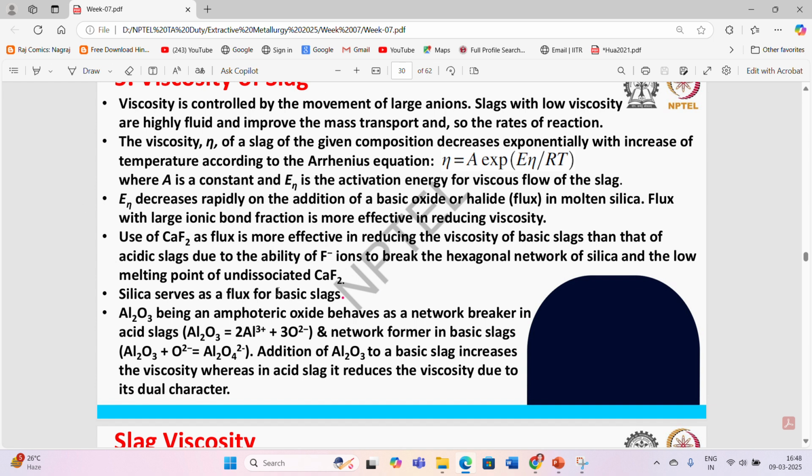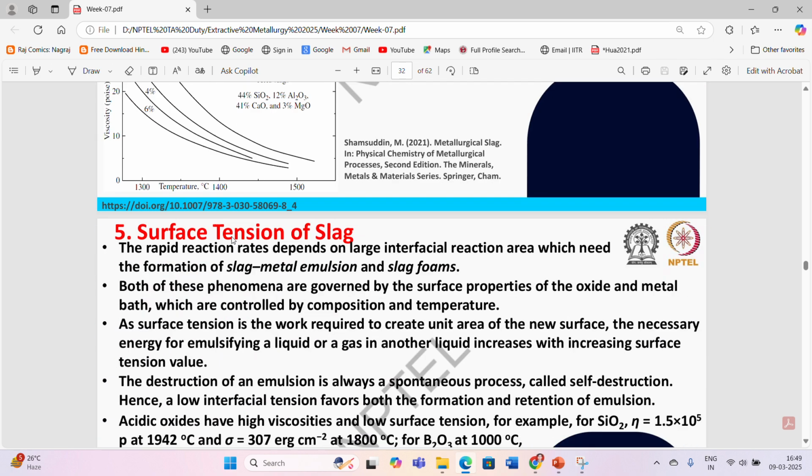So sometimes silica serves as a flux for basic slags, and Al2O3, being an amphoteric oxide, behaves as a network breaker in acid slags. So depending on the basicity or acidity of the slag material, we have to decide the addition of the flux material and network former. Addition of Al2O3 to a basic slag increases the viscosity, whereas in acidic slag it reduces the viscosity due to its dual character. So based on the basicity of the slag, we have to add the network breakers during the smelting operations.